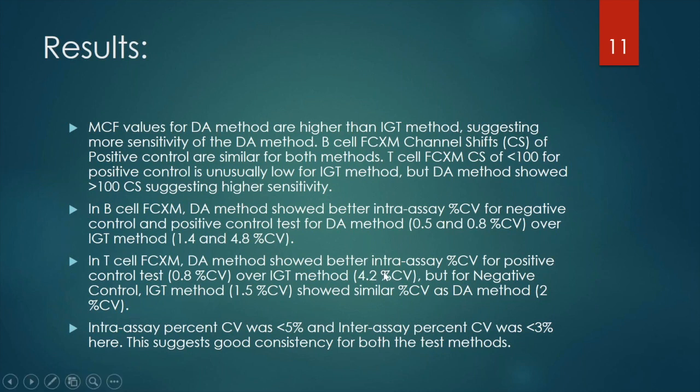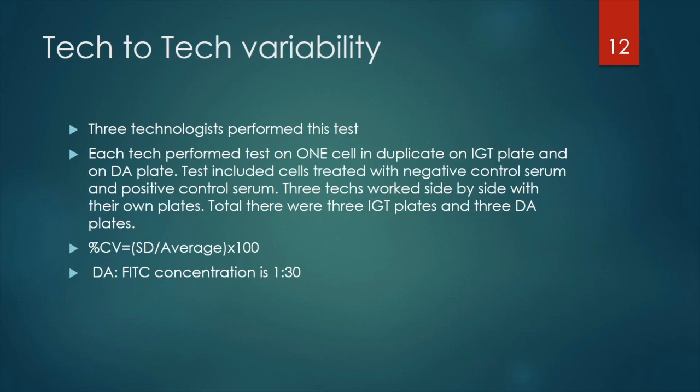So I had shown you the data, so this is reiterating the same thing. So now I'll show you tech-to-tech variability. So here what I did was I called 3 technologists to perform this test side by side with our IGT method and DSL method. Each tech performed the test on 1 cell in duplicate, on IGT method, and on DSL plate. So one tech had worked with 2 plates. One is IGT plate and one is DSL plate, and it was only 1 cell. And the test included cells treated with negative control serum and positive control serum. So I'm only showing you negative and positive control sera in these testings that I have shown you so far.